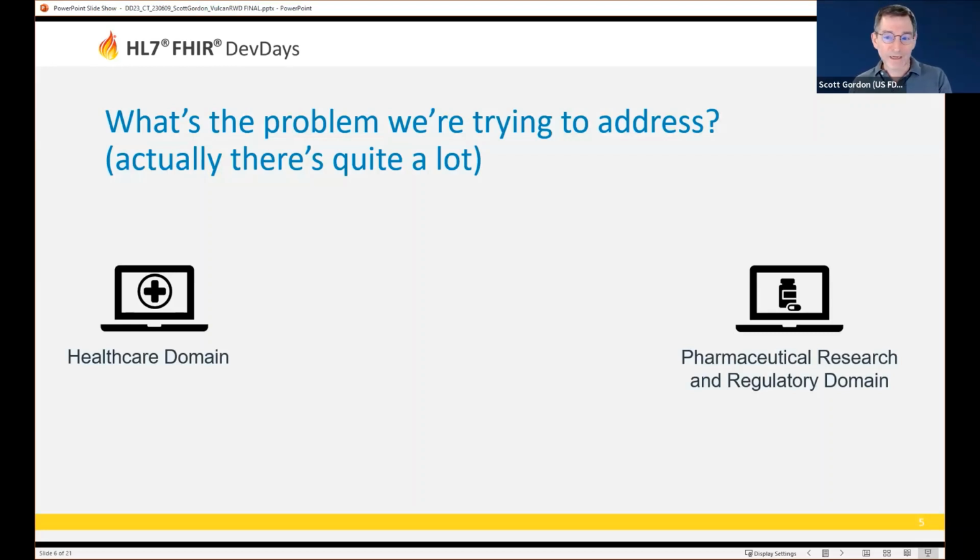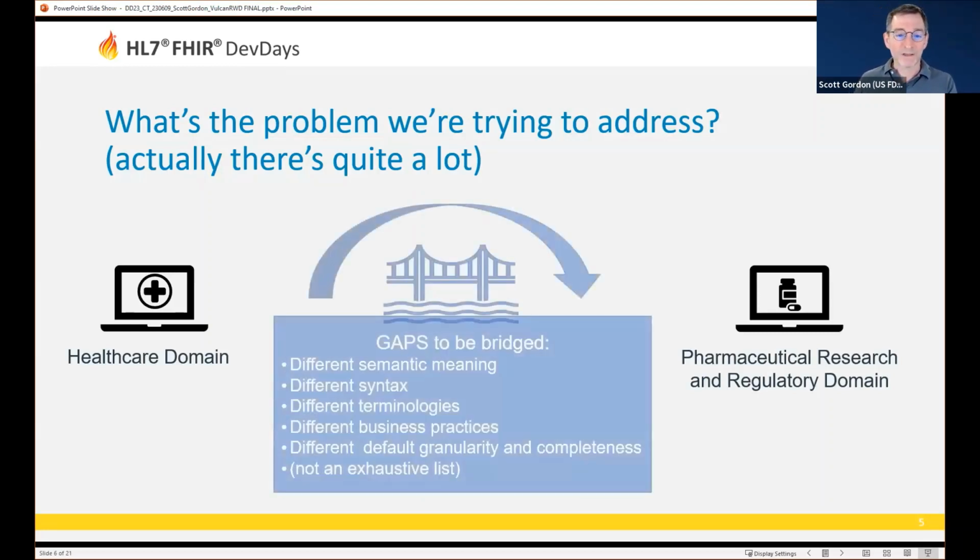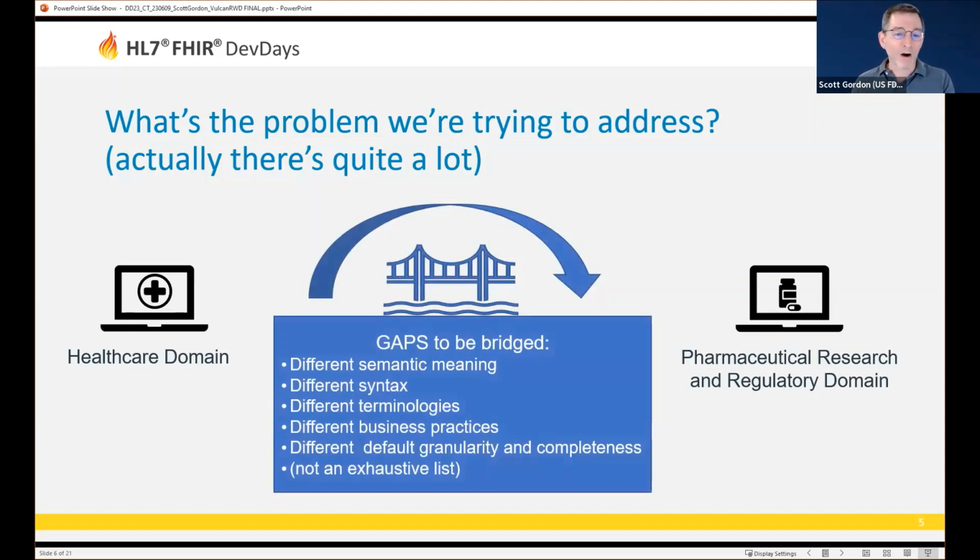So that's reflected in how data looks and how the expectations of the data actually are. So there are an enormous amount of gaps that need to be bridged to make healthcare data usable in a research and a regulatory context. Short list here, but they're the biggies: differences in semantics, the precise meaning of every bit of information, the syntax, of course, the terminology systems, the coding systems being used, the different business practices and levels of granularity and completeness. And again, not an exhaustive list.